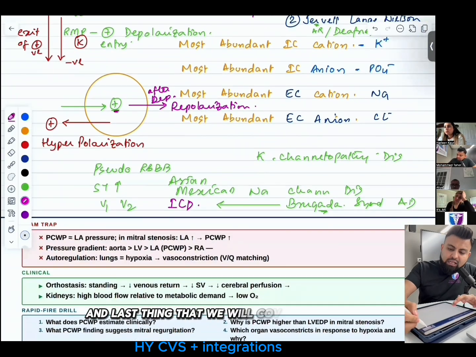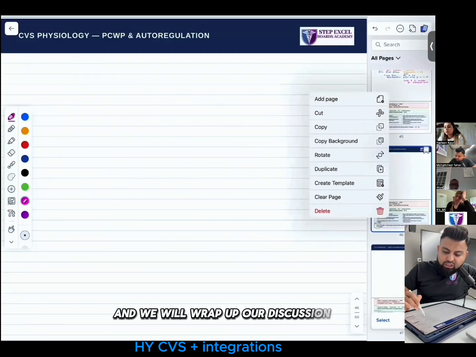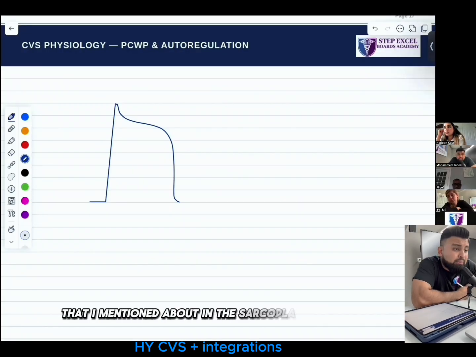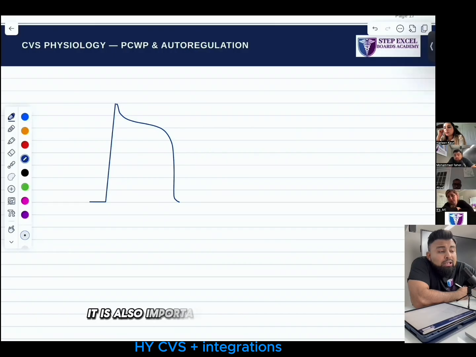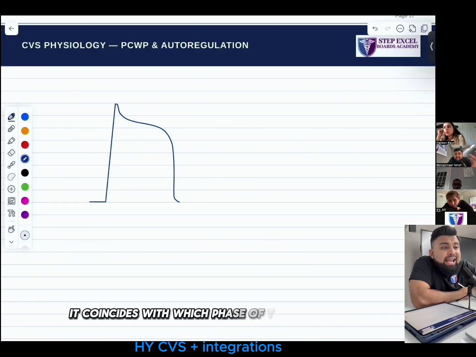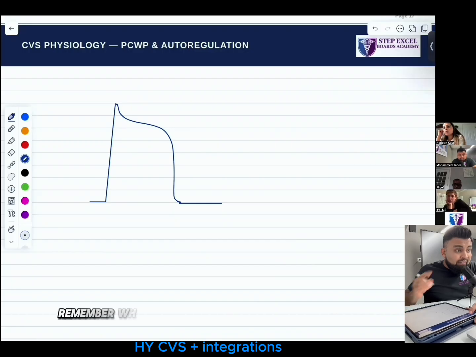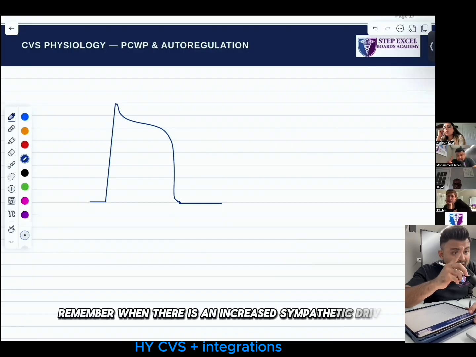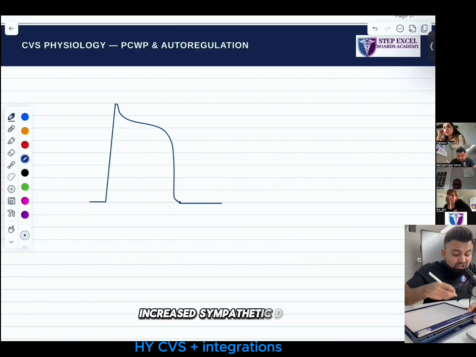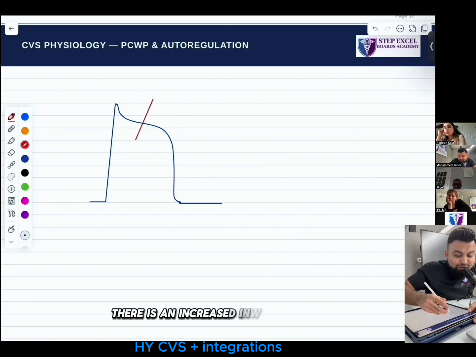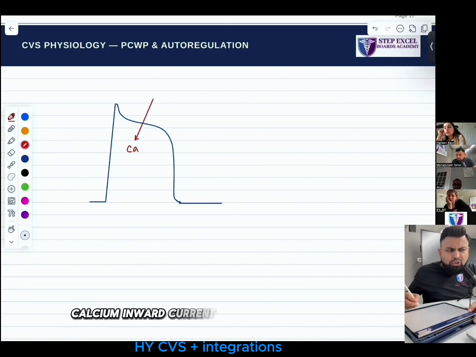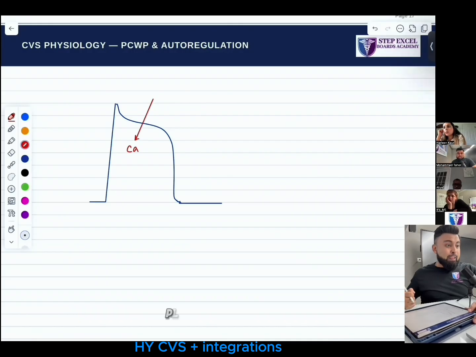And the last thing that we will cover right now, and we will wrap up our discussion: the inward calcium current that I mentioned in the sarcoplasmic reticulum. It is also important to remember which phase of the cardiac action potential it coincides with. Pay attention to this. Remember, when there is an increased sympathetic drive, there is an increased inward calcium. The calcium inward current was during the plateau phase. This is very, very important.